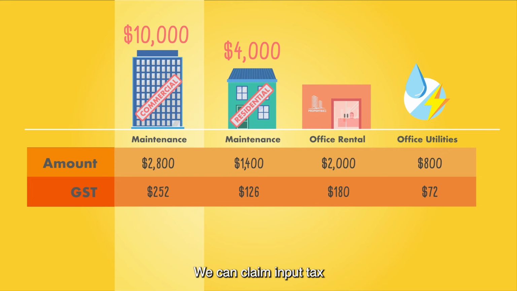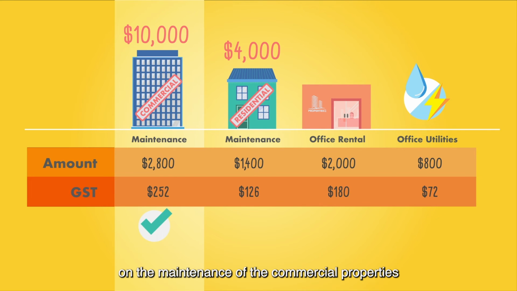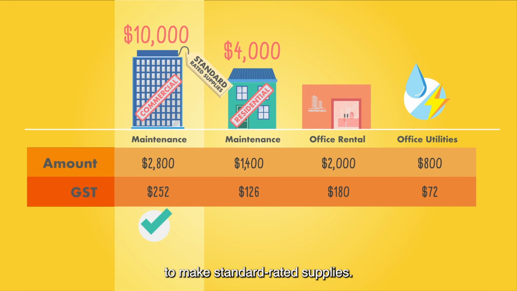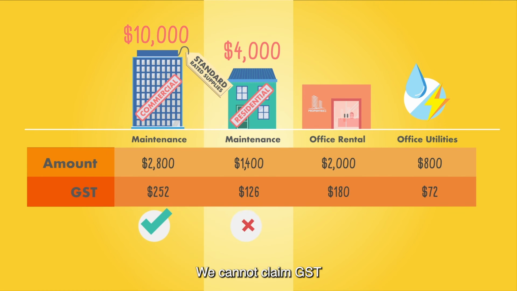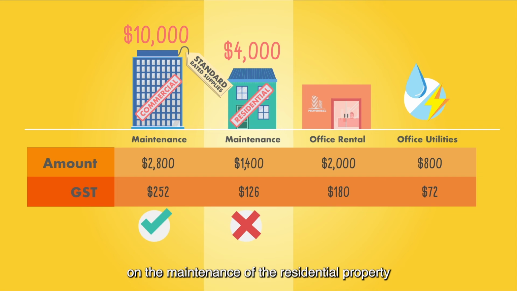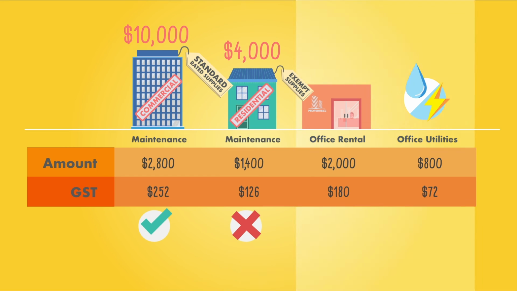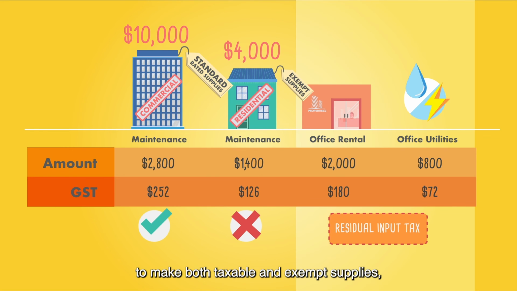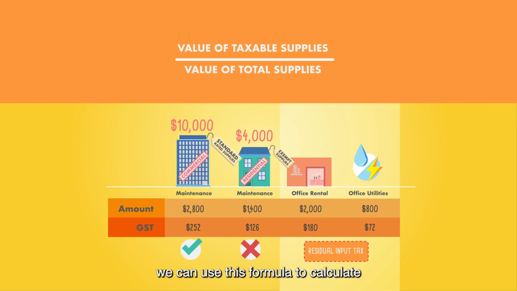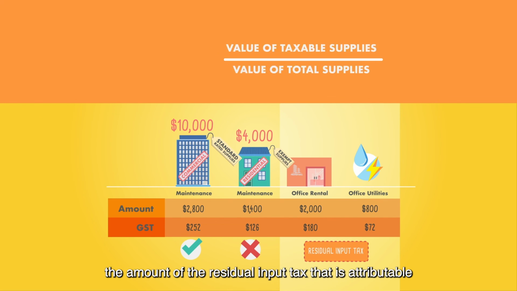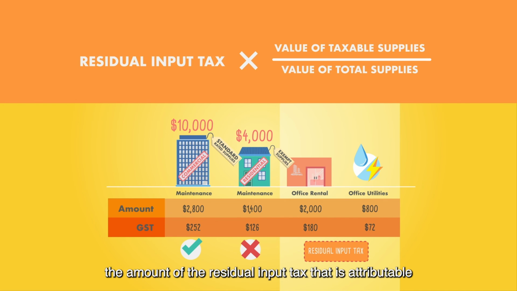We can claim input tax on the maintenance of the commercial properties since the expense is incurred to make standard rated supplies. We cannot claim GST on the maintenance of the residential property as it is incurred to make exempt supplies. For the GST that is incurred to make both taxable and exempt supplies, we can use this formula to calculate the amount of the residual input tax that is attributable to the making of taxable supplies.